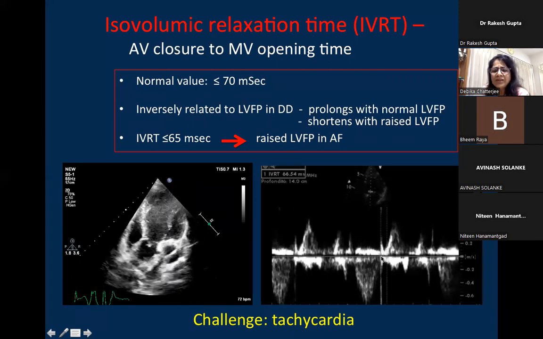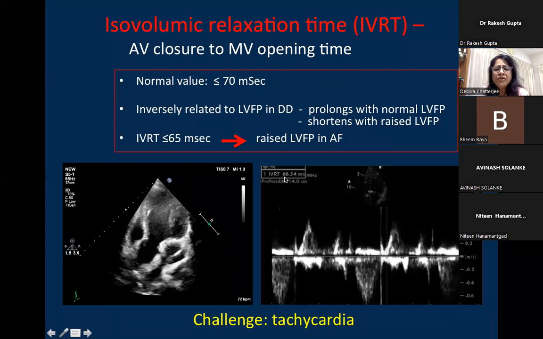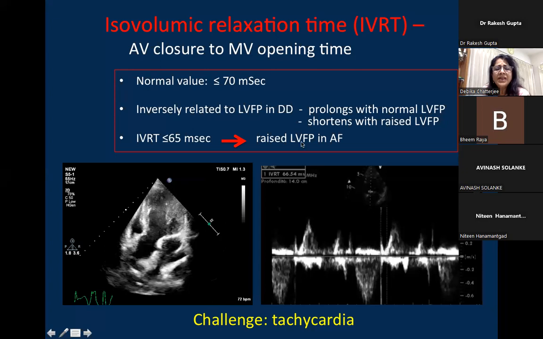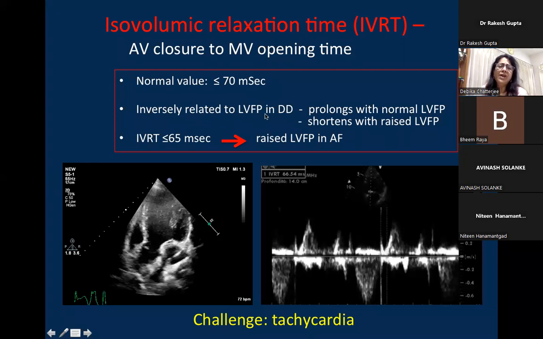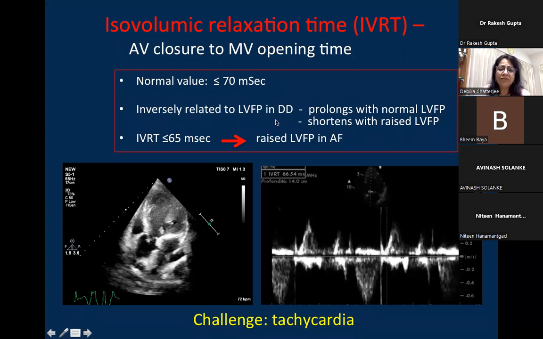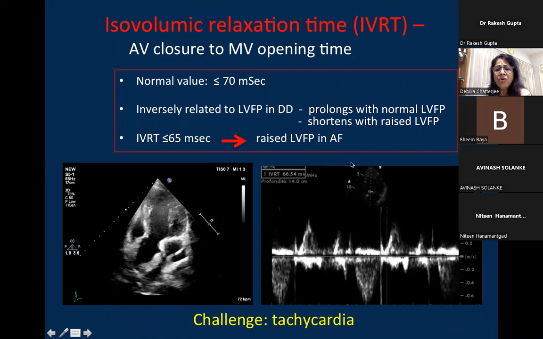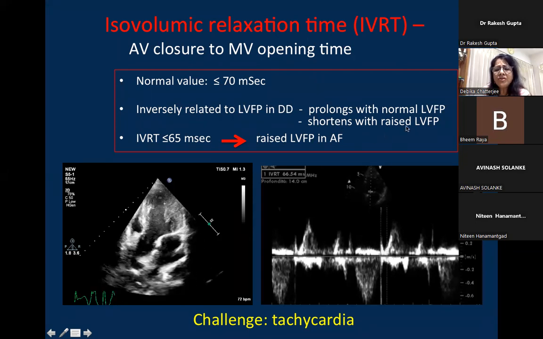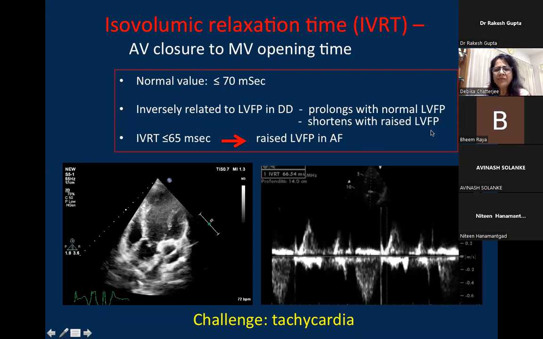So you measure this time. Look here, it is 66.54 milliseconds. As I said, normally it is less than 70 milliseconds. And it is inversely related to the LV filling pressure in diastolic dysfunction. It gets prolonged with normal LV filling pressure, and it shortens with raised LV filling pressure.